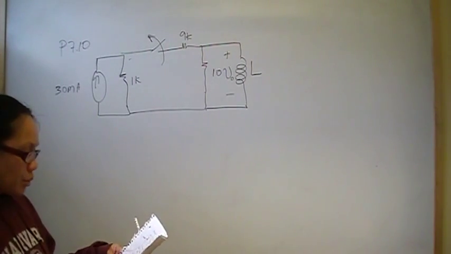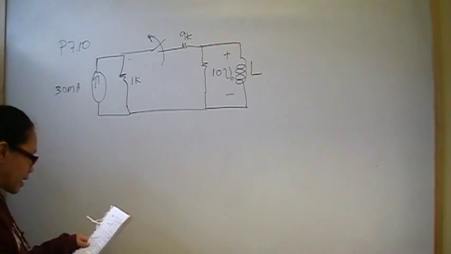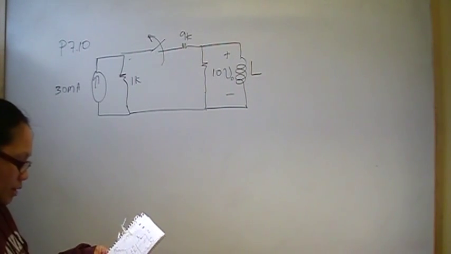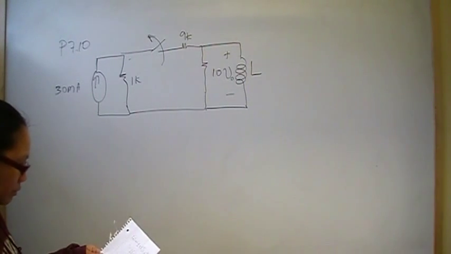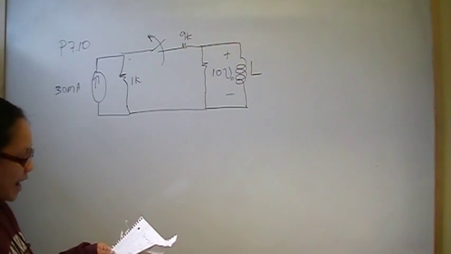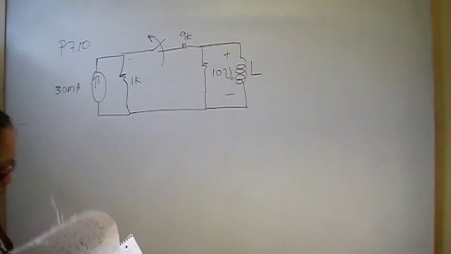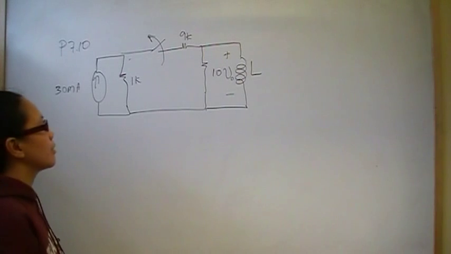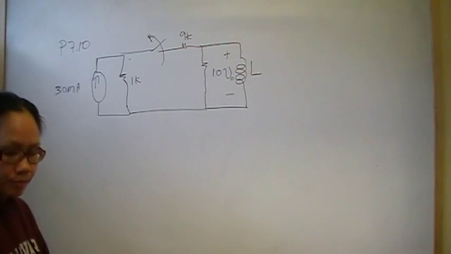And in part B, we're looking for the percentage of stored energy that has been dissipated in the 10 ohm resistor when time is at 1 millisecond. I actually found the actual joules, so I'm going to let you guys find the percentage because that's pretty easy. Okay, so let us get started.